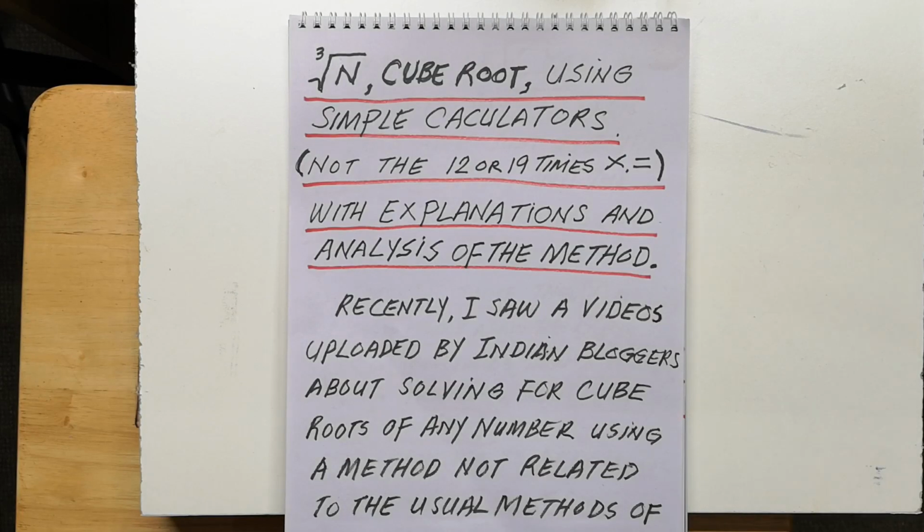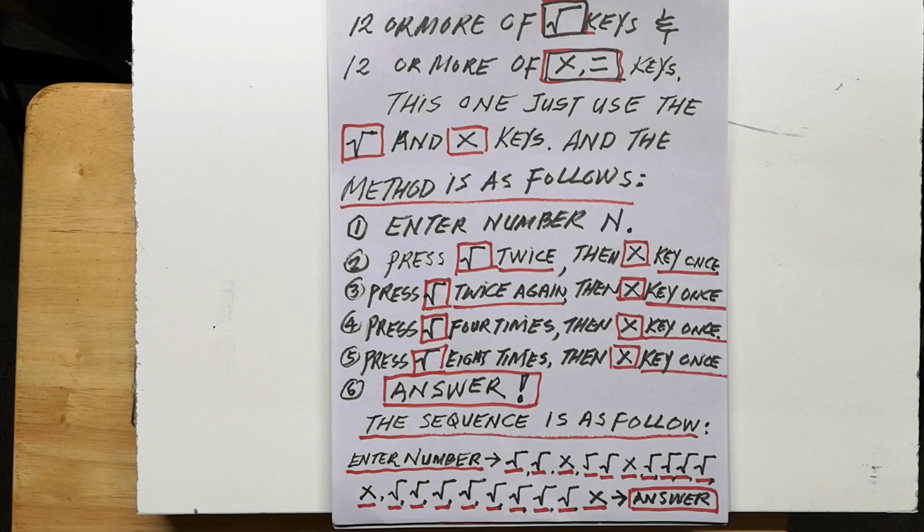Right, the cube root of n using simple calculators. And this is not using the 12 or 19 times an equal method, with explanations and analysis of the method used. Recently, I saw videos uploaded by Indian bloggers about solving for the cube roots of any numbers using a method not related to the usual method of 12 or more squared keys and 12 or more times an equal keys. This one just used the square root key and the multiply key.